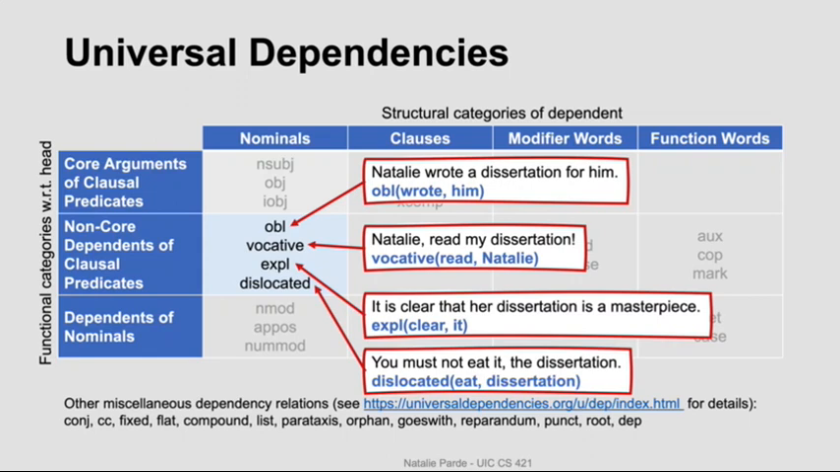Oblique nominals are nominals that still act as arguments of the headword, but more so in an adverbial role. Vocatives mark dialogue participants, and expletives act as arguments but don't satisfy any of the predicate's semantic roles. For example, the existential there, like there is currently a pandemic, would be an example of an expletive. Dislocated dependencies don't really occur in standard English, but would be something like dissertation in the example sentence. They follow the word that is being modified and sort of introduce or reiterate the topic.